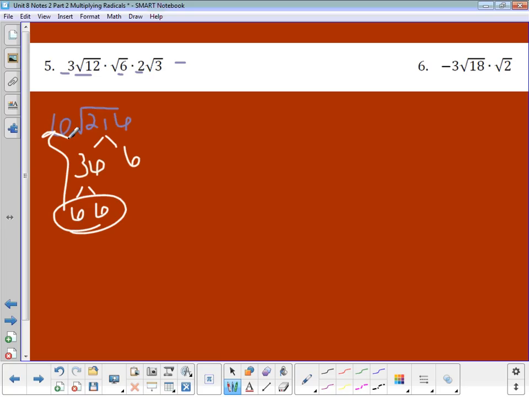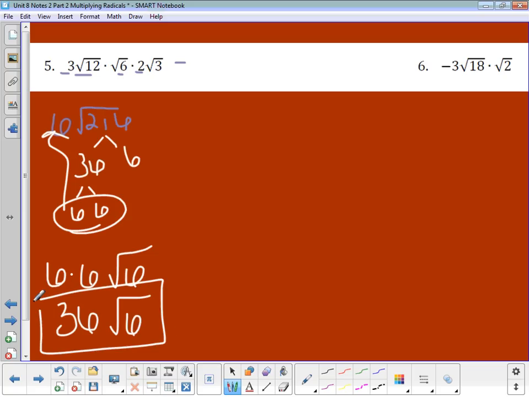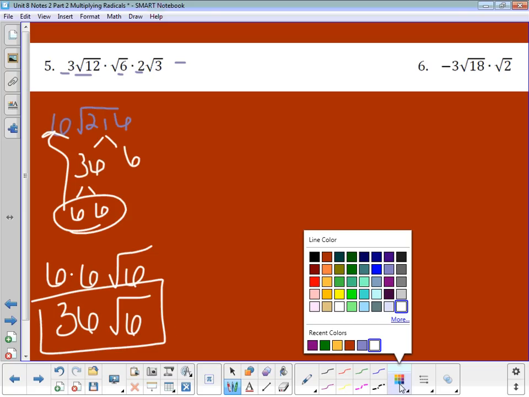So I'm going to take that and multiply it outside the front. So I have 6 times 6, and left underneath the radical is 6. So 6 times 6 is 36, and then left underneath the radical is 6. So this right here is my final answer. I want you to go ahead and try number 6 on your own.